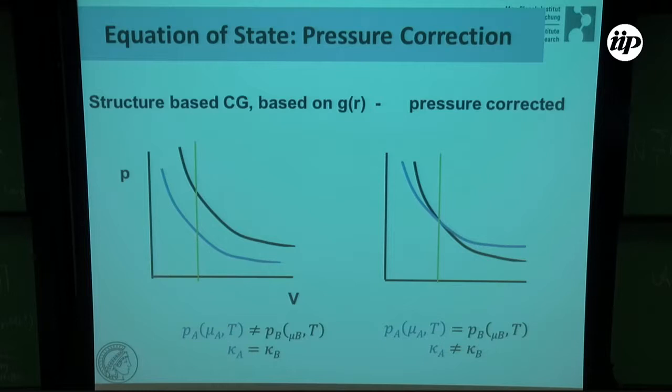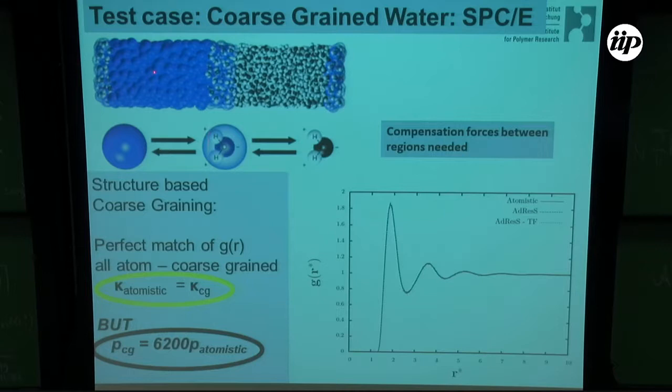And in the case of water, this is dramatic. In the case of water, you keep the compressibility on the coarse-grained and atomistic level, but the pressure increases by a factor of 6,000. And so this you have to compensate. If you do not have some compensation through this transition regime, of course, that will push molecules from the coarse-grained region into the atomistic region, and you have a water at 6,000 bar, which is solid at room temperature.